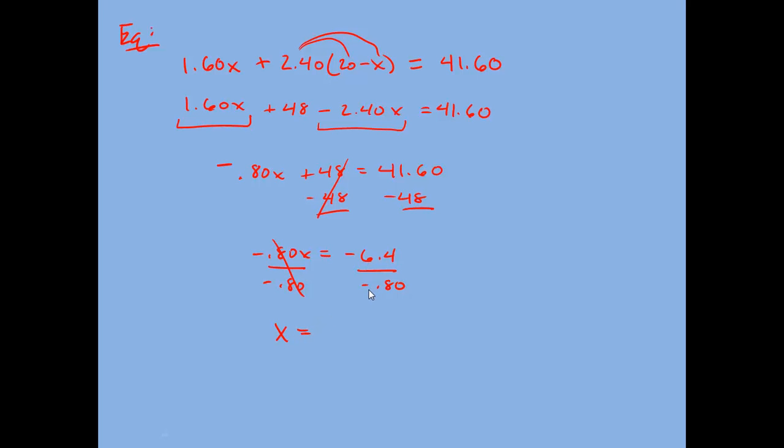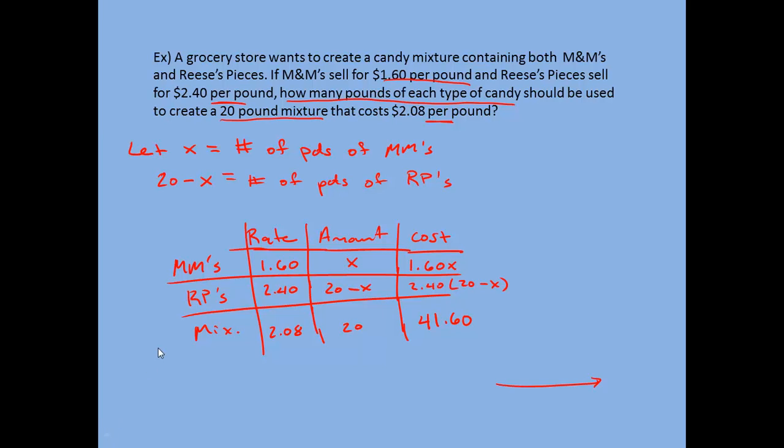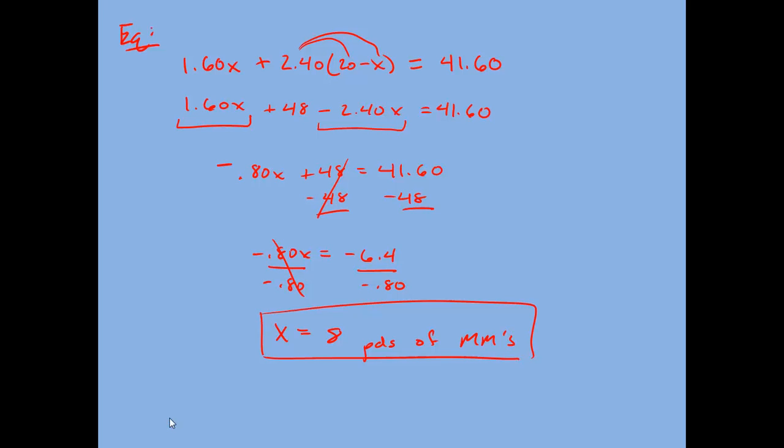Now a negative over a negative is going to give us a positive. And remember, we have to get a positive number. We're talking about the number of pounds of candy. And then 6.4 divided by 0.80 gives us 8. Now when I say x equals 8, 8 is the number of pounds of M&Ms. Remember, this comes from our let statement. Taking a look back at our let statement, x is the number of pounds of M&Ms. So make sure you have units on here, and make sure you know what you solved for. So x is equal to 8 pounds of M&Ms.